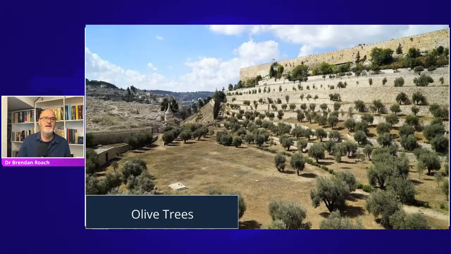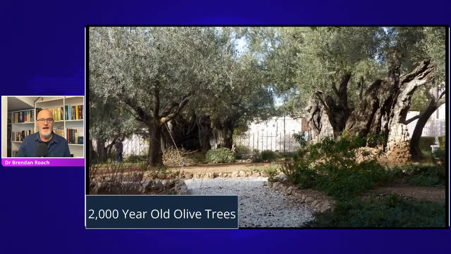So these are modern day plantings, and they've cleaned up this area and made it into a nice little park where you can then walk down through the Kidron Valley, which is nice if you have the time to be able to do that as well. Now we go back to the ancient olive trees, which are located next to the Church of All Nations.